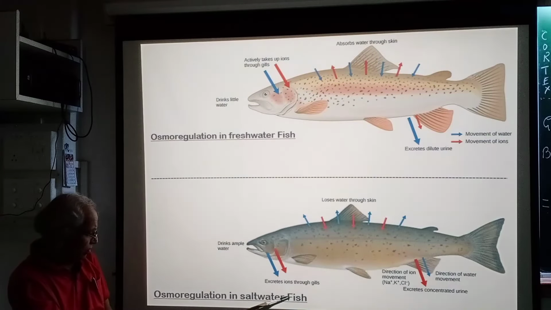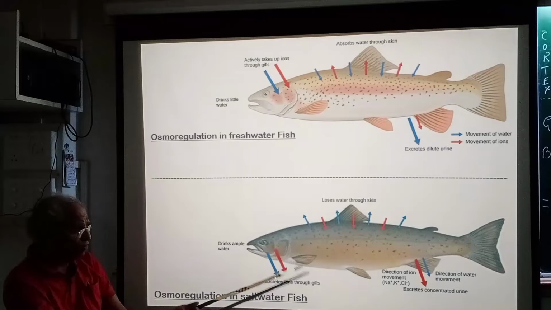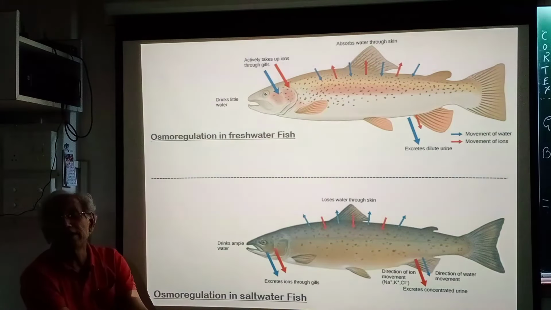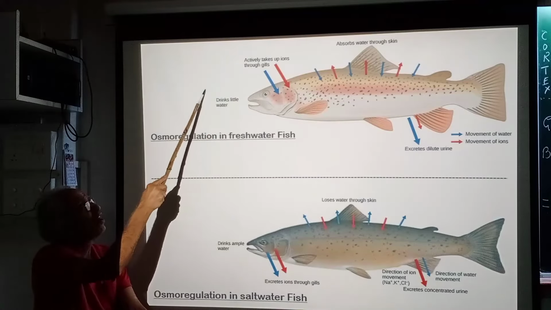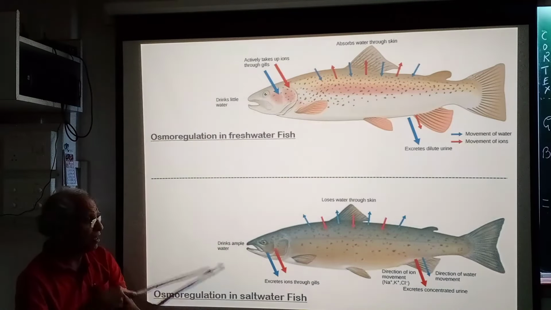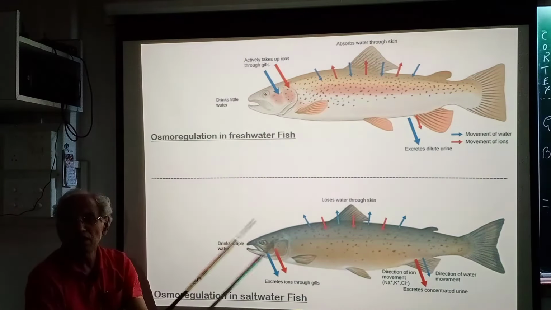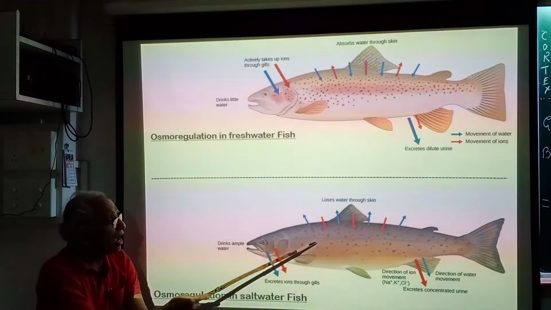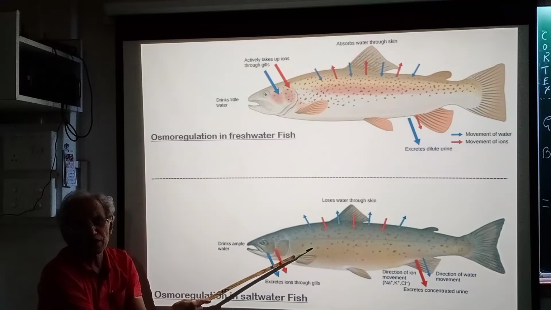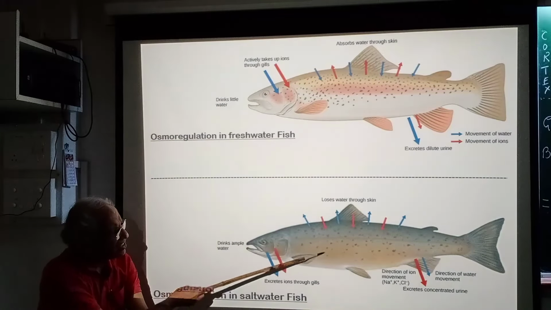Then we come to the osmoregulation in the saltwater fish. Situation is exactly opposite. Here there is less salt in the water, and in the marine environment there is too much of salt. Now you can imagine there is more salt here, and in the body there is more water. So there is a tendency that the water starts coming out.